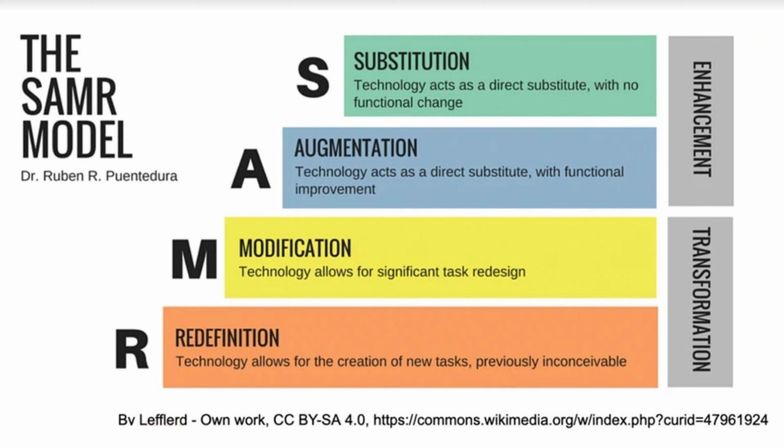So next, this is the framework of the SAMR model. At the top, the first level is substitution, next is augmentation, third is modification, and the last level is redefinition. As you can see, in substitution and augmentation there's an enhancement in using technology, while in modification and redefinition there's a transformation that exists. So let's discuss those levels and an example of each level.